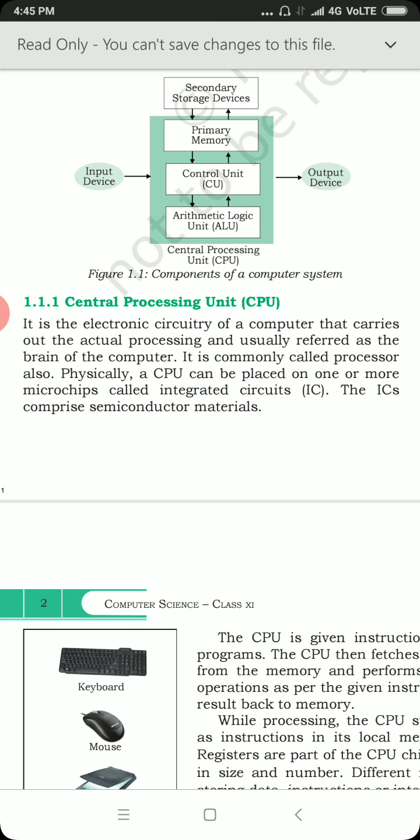It is the electronic circuitry of a computer that carries out the actual processing and is usually referred to as the brain of the computer. It is commonly called a processor also. Physically, a CPU can be placed on one or more microchips called integrated circuits (IC). The ICs comprise semiconductor materials.